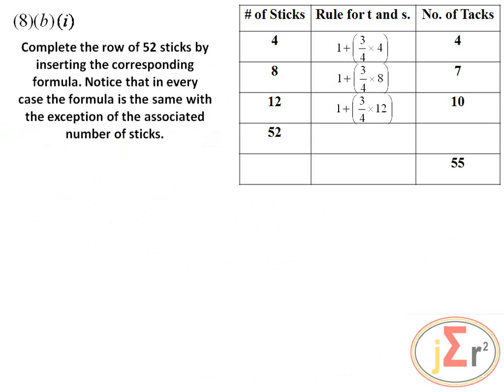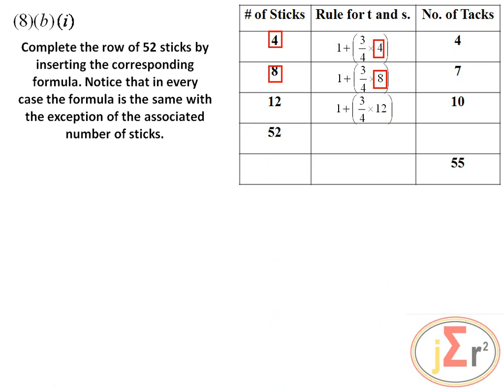Now we will go to the table and we will complete the rows and columns that we are required to complete. Complete the row of 52 sticks by inserting the corresponding formula. So if we are going to complete this row, we need to insert the corresponding formula. That's not difficult. We realize that when we have 4 here, 4 there, 8, 8, 12, 12. Therefore, all we need to do is take one of these, recoin it for 52.